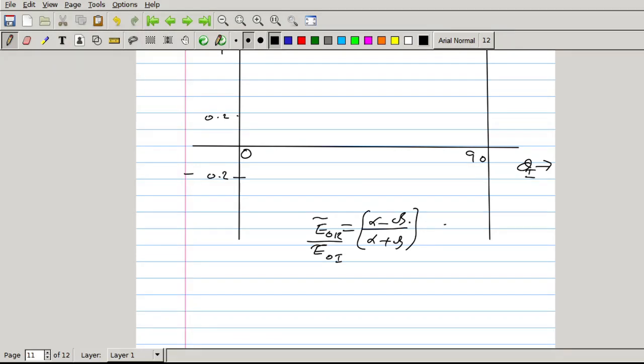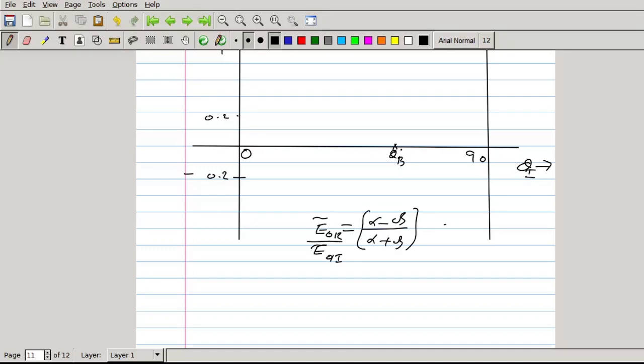If alpha is less than beta, I can have the reflected wave amplitude 0 when alpha equal to beta. Alpha equal to beta, let it be at this point. Brewster's angle I am taking at this point, theta b. So this is theta I equal to theta b. At that point, the reflected amplitude will be 0. So E0R by E0I will be 0 at this point.